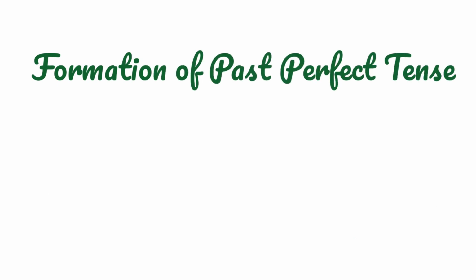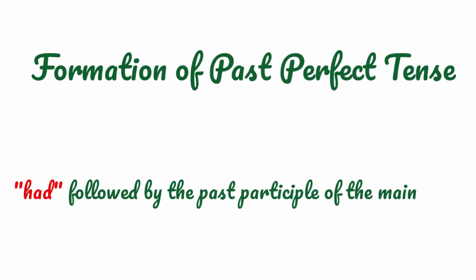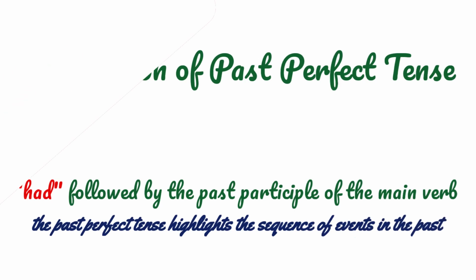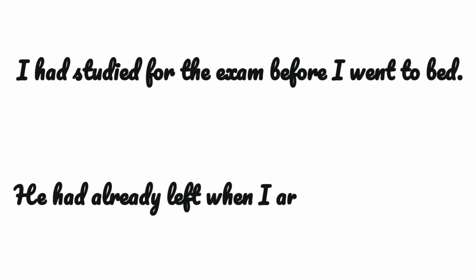To form the past perfect tense, we use had, followed by the past participle of the main verb. Unlike the simple past tense, which focuses on single completed actions, the past perfect tense highlights the sequence of events in the past. For instance, I had studied for the exam before I went to bed. Or, he had already left when I arrived at the party.